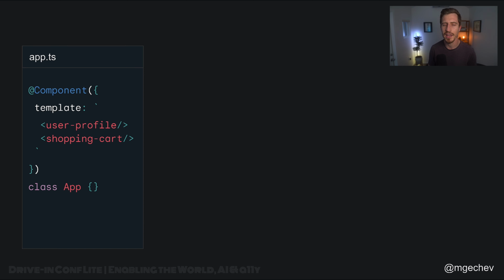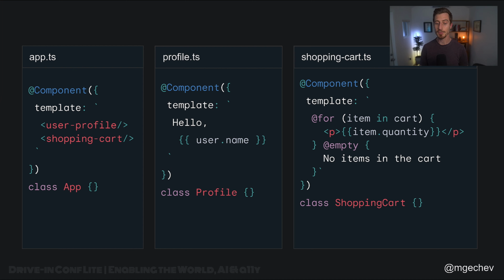Here we have an Angular application using Angular syntax because, well, that's the framework I'm working on, so more familiar with its syntax. We have the app component that has the user profile component and a shopping cart component inside of it. In the user profile component, we just display the username. And in the shopping cart component, we just iterate over a list of items in a cart. And for each one of them, we display the quantity.